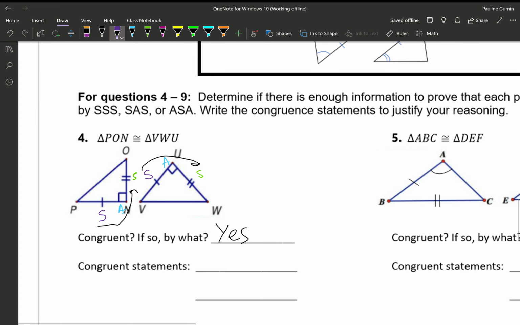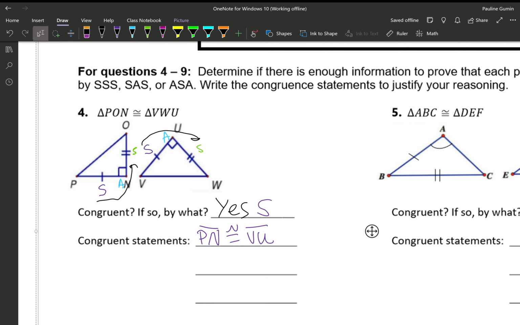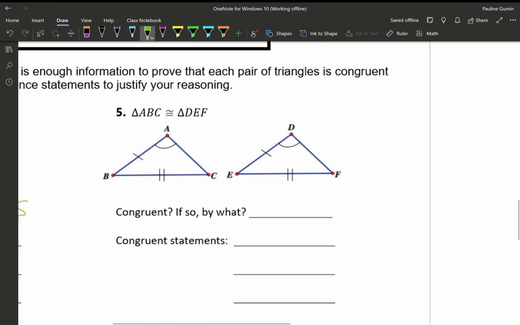So let's write down all the congruent statements. The side I labeled in purple is PN and VU. All right. Then the angle I marked in, is that blue? We've got angle N congruent to angle U. And then we also have a third side that's in a row. We have side NO congruent to side UW. All right, success. Let's take a look at number 5.